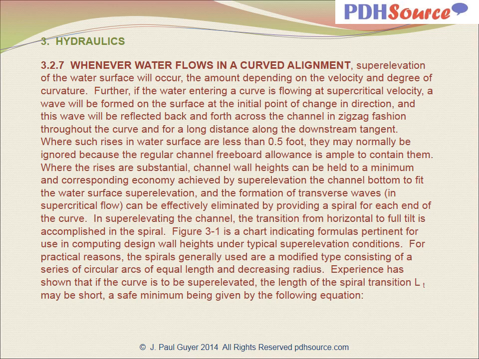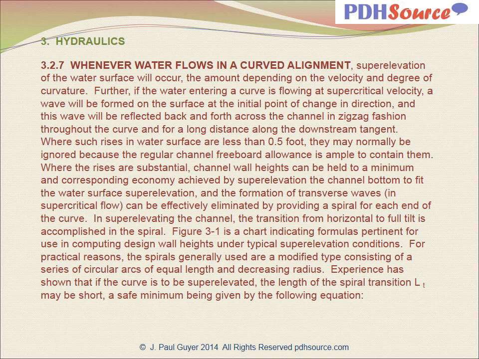Where the rises are substantial, channel wall heights can be held to a minimum and corresponding economy achieved by superelevation of the channel bottom to fit the water surface superelevation. The formation of transverse waves in supercritical flow can be effectively eliminated by providing a spiral for each end of the curve. In superelevating the channel, the transition from horizontal to full tilt is accomplished in the spiral.